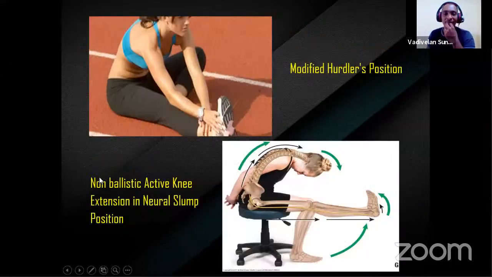So usually in hamstring stretching, we prefer to modify our athlete's position. But here what we say is we can add an active knee extension in the neural stretch position. This will stretch your hamstring as well as your neural tissues and your fascial tissues. This is not an elastic stretching, okay? This is an active knee extension.